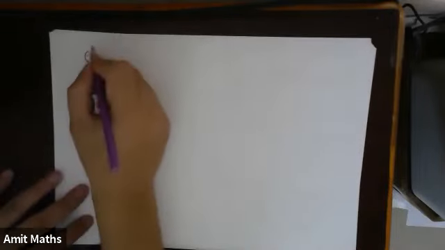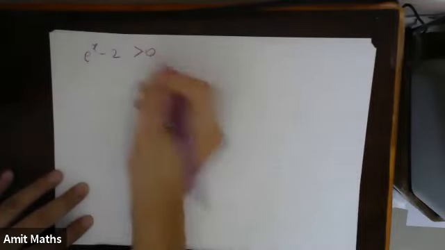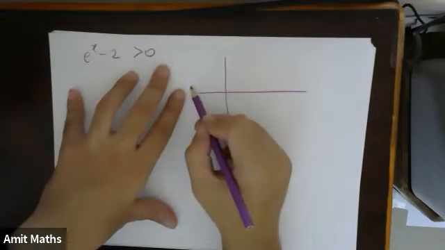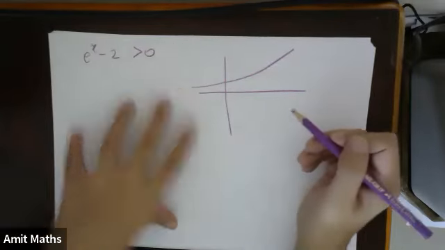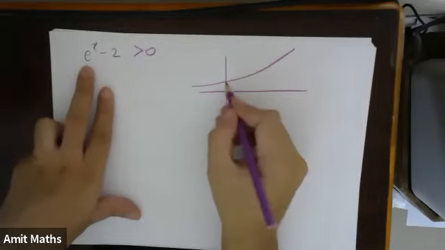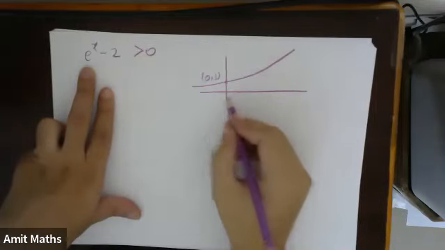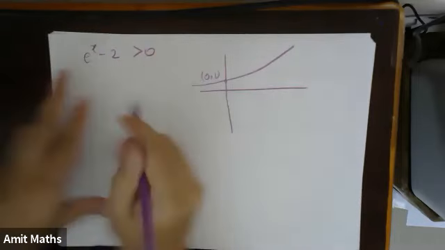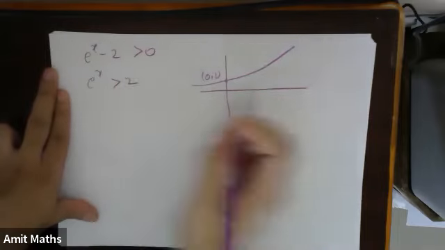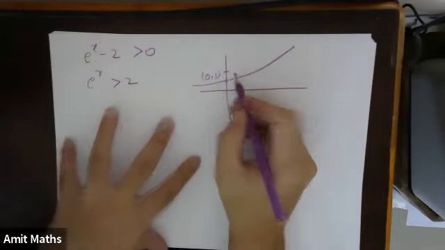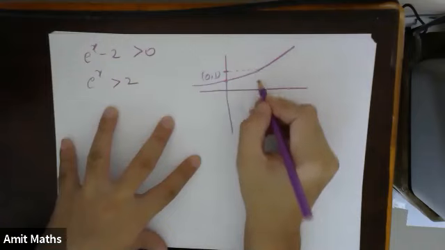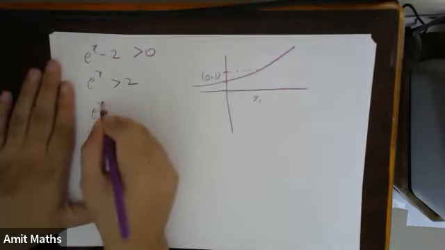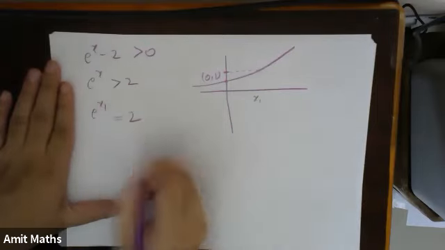e to the power x minus 2 should be greater than 0. The exponential function graph will be something like this. This point is (0, 1), that means when x is equal to 0, y is 1. So e to the power x should be greater than 2. e squared will be somewhere above. So I'll take the value 2, and for this I should get some x1. That means e to the power x1 is equal to 2. I will find this value of x1.